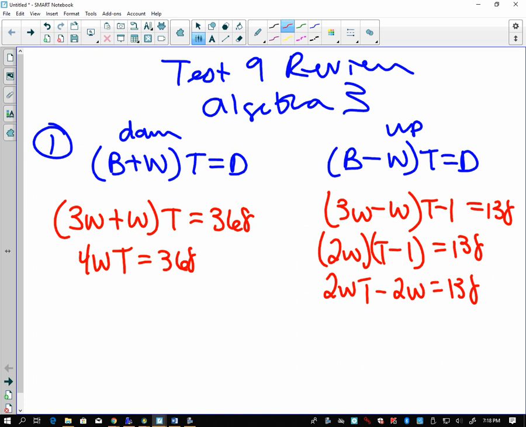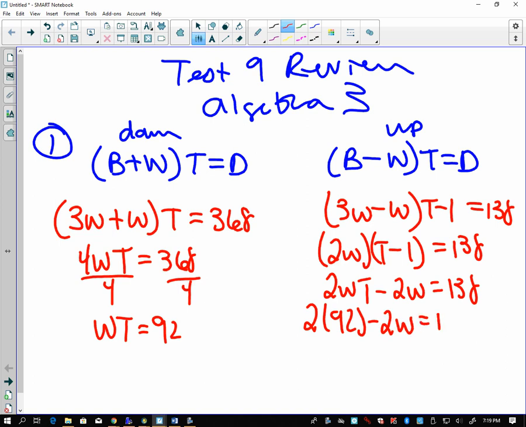Because over here we can go ahead and divide by 4 and find out what WT actually equals. So 368 divided by 4. So WT equals 92. Hopefully we'll still get to the same answer. I'm looking at my notes and I did it a little bit differently, but hopefully it won't affect it by very much. So if we know WT equals 92, we have 2 times 92 minus 2W equals 138.